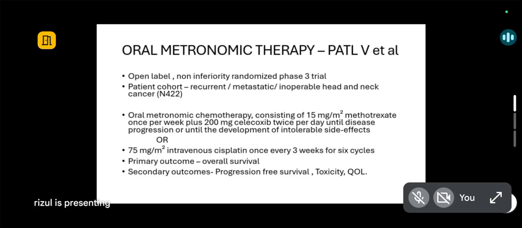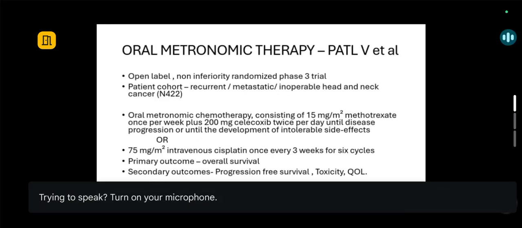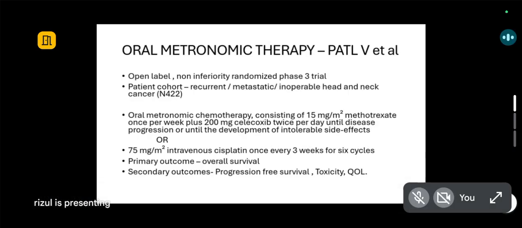So one study of Patel et al. shows the use of oral metronomic therapy for recurrent, metastatic or inoperable head and neck cancers. In this therapy, they used methotrexate along with celecoxib versus the use of cisplatin, to find out the primary outcome of overall survival and other secondary outcomes like progression-free survival, toxicity, and quality of life.